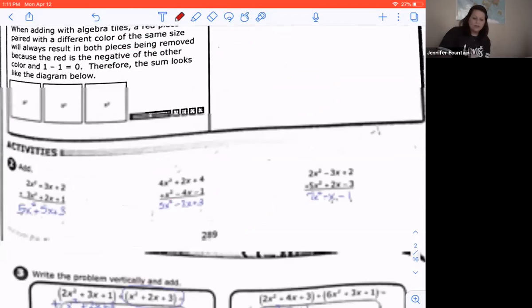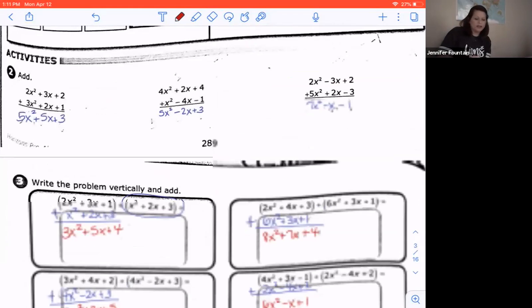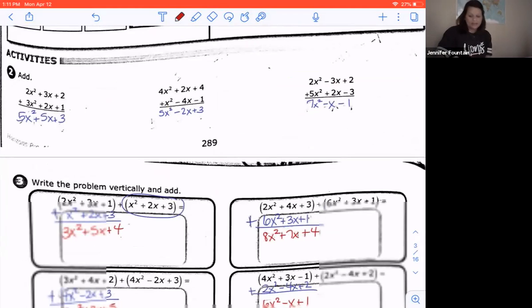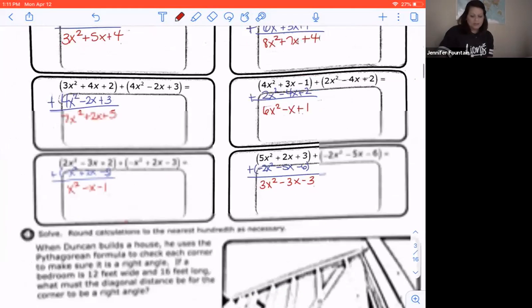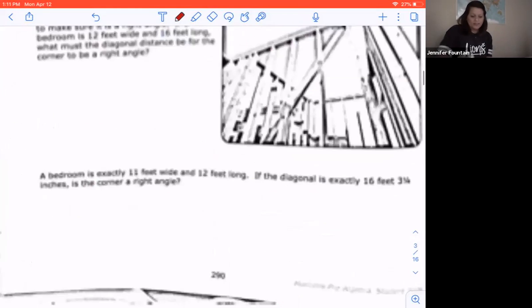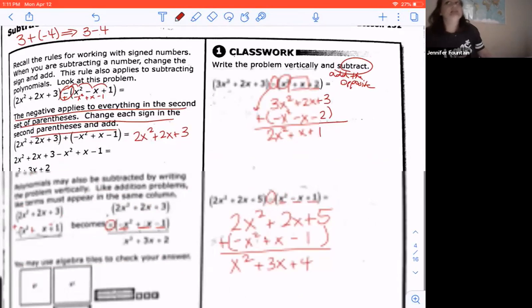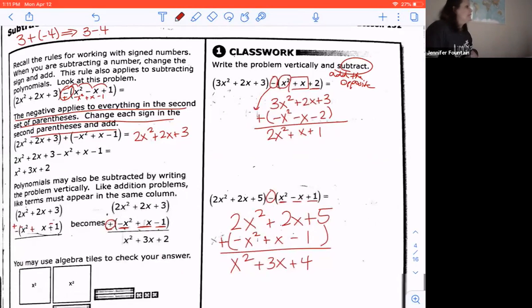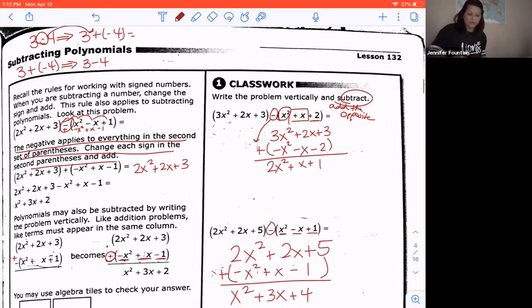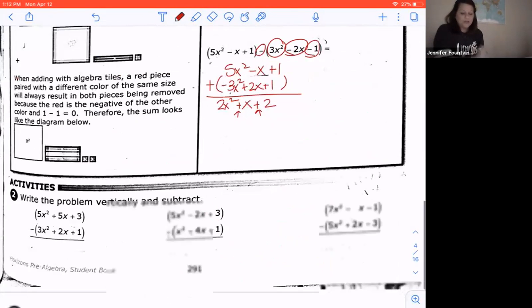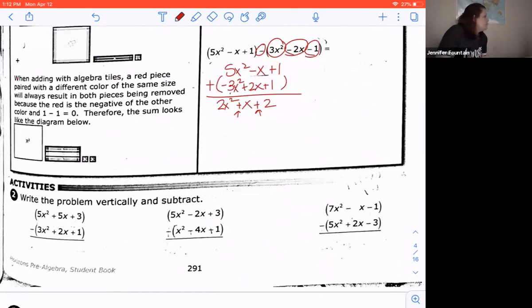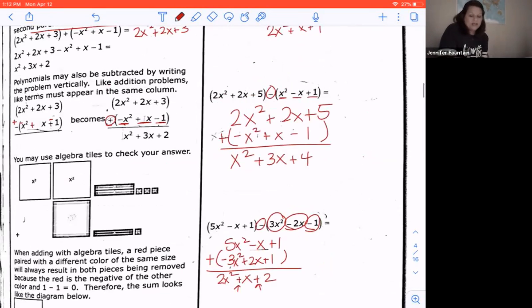Alrighty, and then we went in and we worked on our practice. We added at the page bottom of 289. We did the same thing on 290. And then we went on to subtracting, okay? And I told you guys that with subtraction, it's real easy to get my signs confused. So it's better to go ahead and write. So this is going to be in lesson 132 on page 291, is where we're going to start off. Page 291.